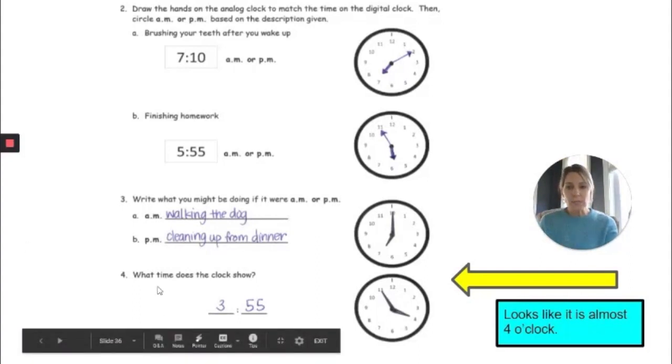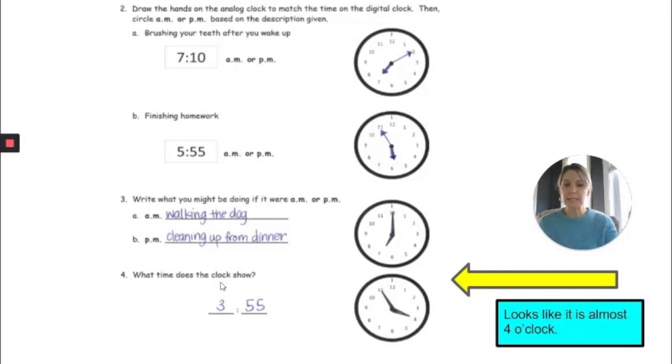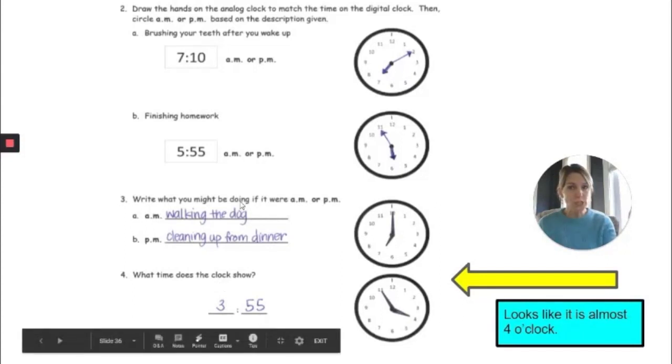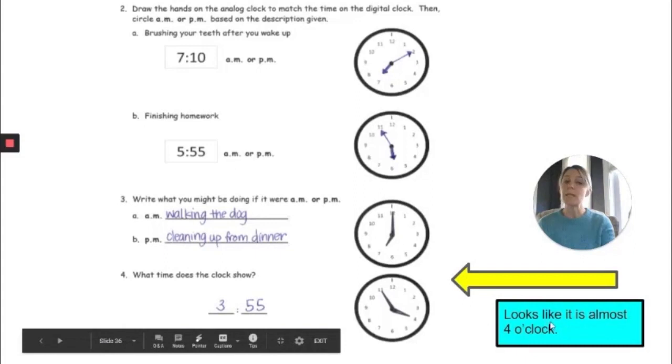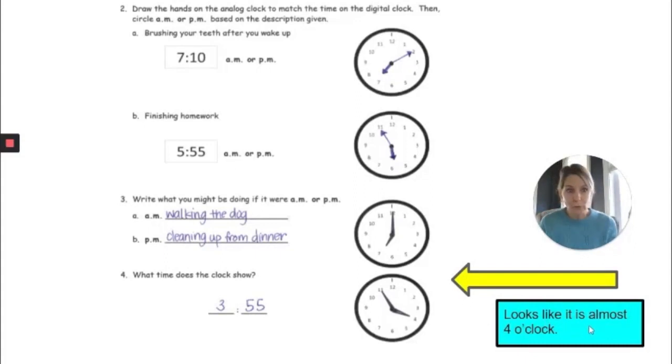And the last question, what time does the clock show? I hope that no one got tricked by this. As you can see, just like in this one, the minute hand is on the 55. So that means it is almost to the next hour, but not yet. It is 3:55, but it looks like it is almost 4 o'clock, as in it will be 4 o'clock in 5 minutes.